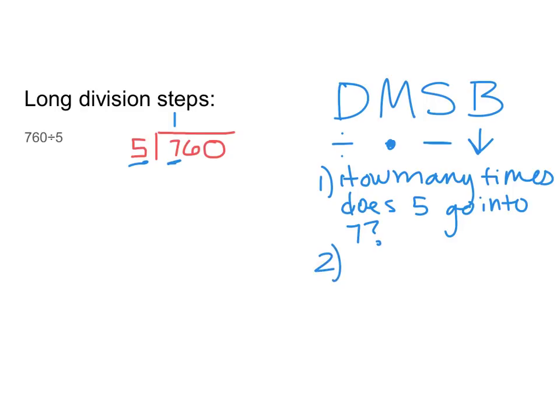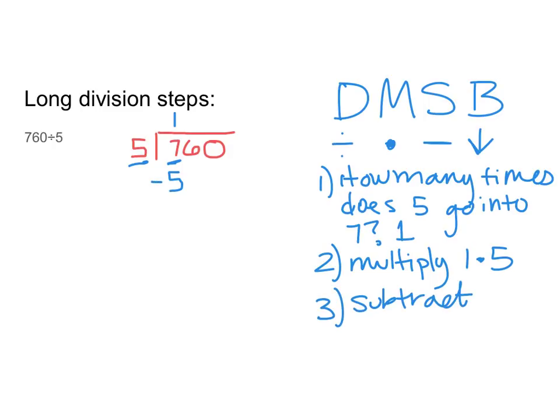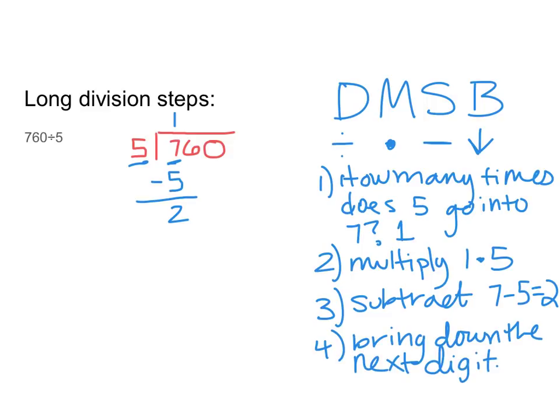So next is multiply. So we multiply that number that we just came up with, the 1, by the divisor, the 1 times the 5. And that gives us 5. And we write it down below the 7. So we subtract. Oh, and then when we subtract, that gives us 2. And so now we're on our last step, the bring down. So we bring down the next digit, which would be a 6. And then we start all over again.